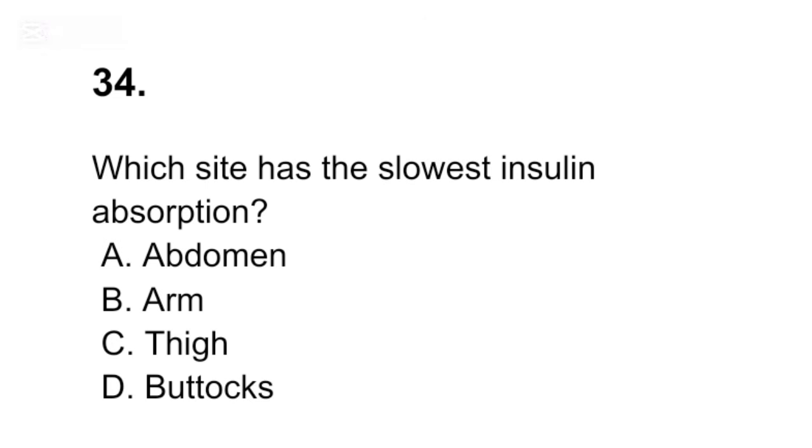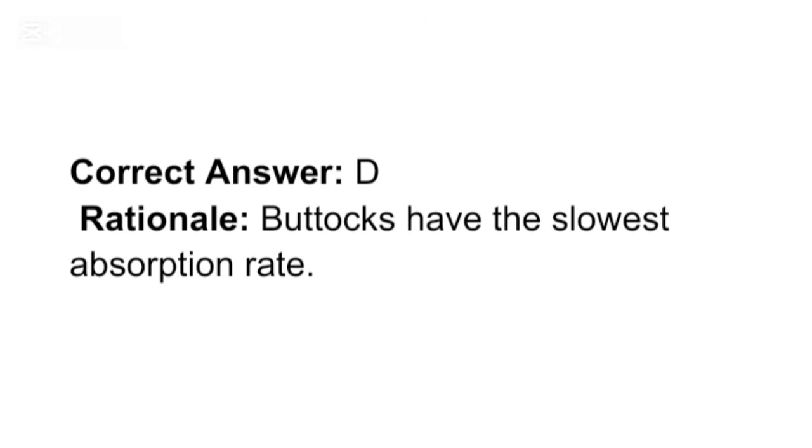34. Which site has the slowest insulin absorption? A. Abdomen. B. Arm. C. Thigh. D. Buttocks. Correct answer, D. Rationale: buttocks have the slowest absorption.